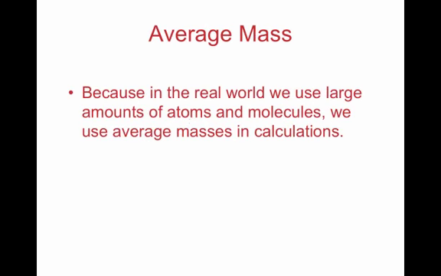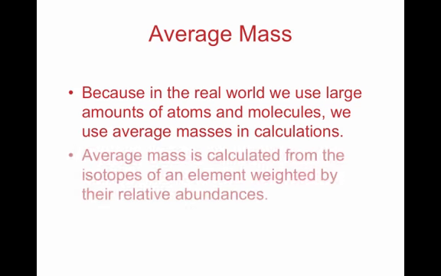We use all of this different information, okay, and we can get the various amounts of these different isotopes. We get these different masses from the mass spec to calculate the average mass. Okay? In the real world, we use large amounts of atoms. You're never going to see a chemist with a pair of forceps working with individual elements. So we work with large amounts of these atoms and molecules, so we must use their average atomic mass in calculations. Okay? We simply can't account for the individual masses of the individual elements.